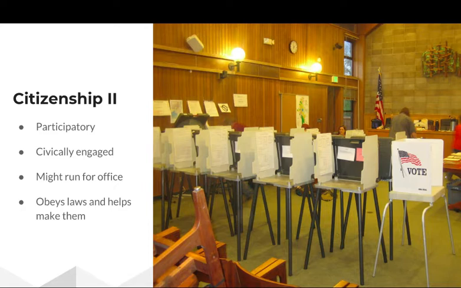Okay, so again, we're up another level from that citizenship 1. It's just, okay, I'm a citizen, to citizenship 2, I'm going to vote, I'm going to be engaged in this topic, I'm going to make my voice heard. Citizenship 2, another big difference here is that if you're a citizen 2, you obey the laws and you help make them. So this can be things like petitioning government officials, showing up at town hall meetings, helping to craft legislation in some way.